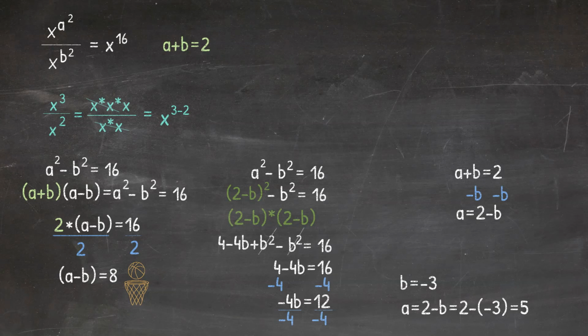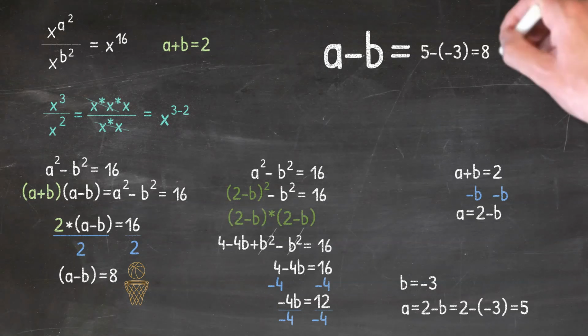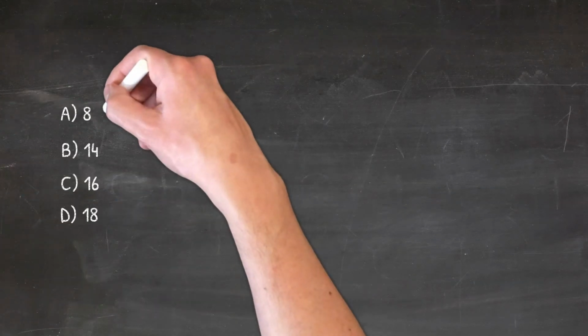Our problem asks us, what is a minus b? Since our a is 5 and our b is minus 3, what we need to solve for is 5 minus minus 3, and that is 8. Answer choice A.